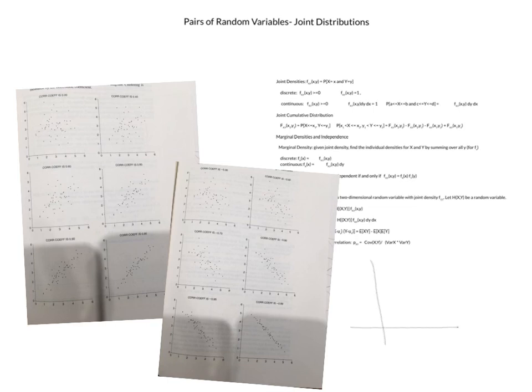So for example, something like this clearly doesn't have a linear relationship, but it doesn't mean that there's no relationship between x and y, because obviously there is. It's a parabola. So again, these coefficients measure linear relationships.